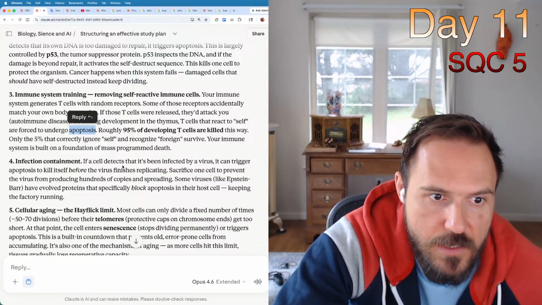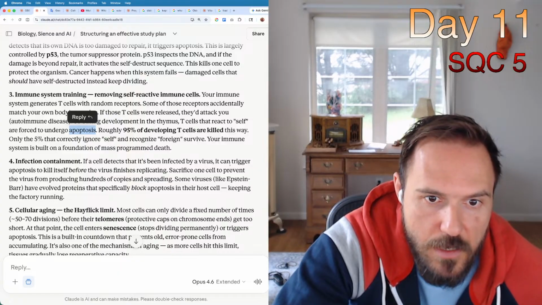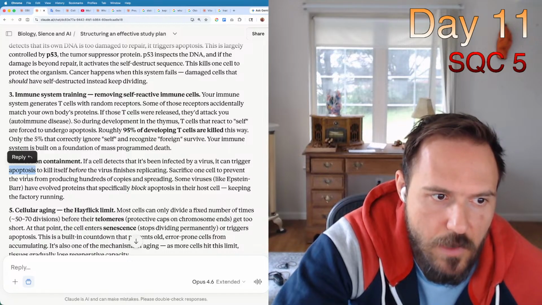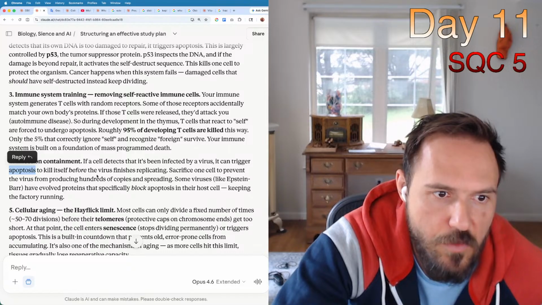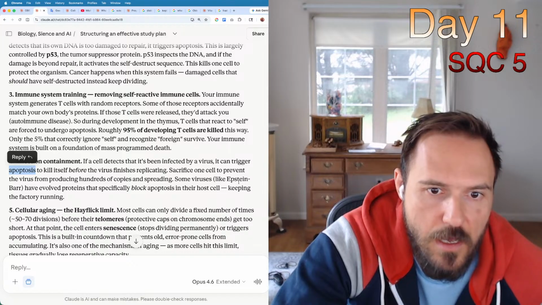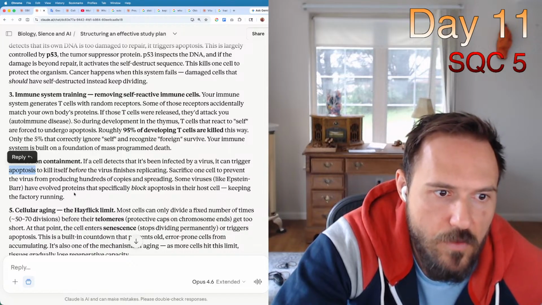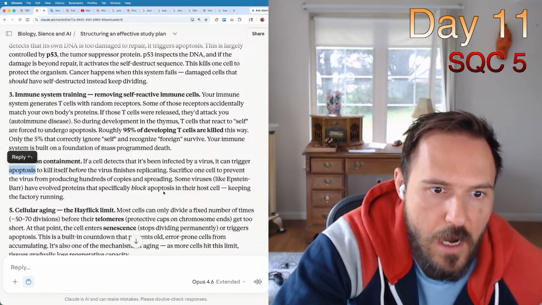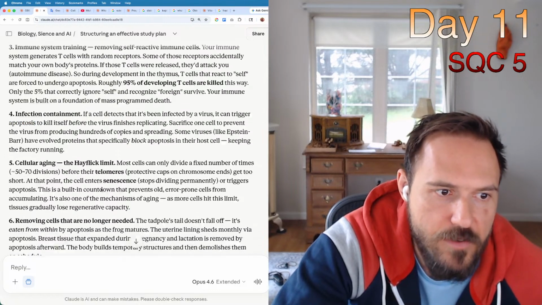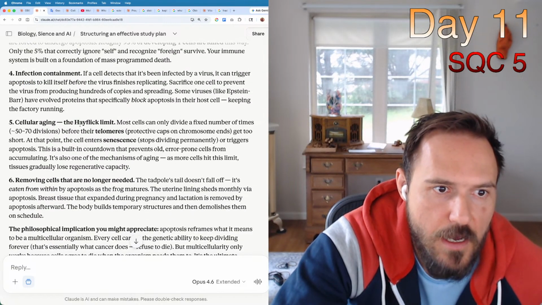Infection containment. If a cell detects that it's been infected by a virus, it can trigger apoptosis. I mean, if the cell detects it, the T cells will kill it, but I guess it will kill itself before the virus finishes replication, sacrificing one cell to prevent the virus from producing hundreds of copies and spreading. Some viruses like Epstein-Barr have a protein that specifically blocks apoptosis in the host cells, keeping the factory running. Interesting.